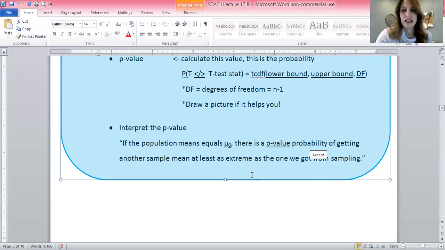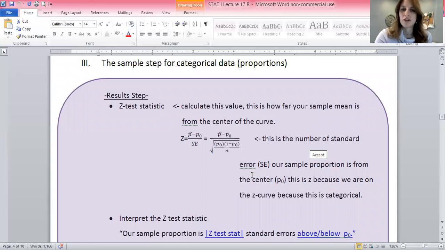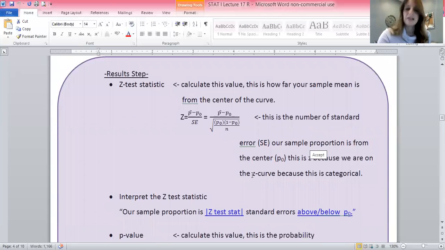So let's take a look at the categorical, so proportions. Remember, we're on the Z curve here, so we're looking at the Z test statistic. I'm going to calculate this. Same calculation as the T, except now I'm using my proportions, right? So I'll use P hat. P naught still represents my null. My standard error is in the denominator, and my standard error calculation is different. Here it is. I'm using P naught in that calculation, the number from my null. That's how I check my normality, because that's the curve I'm on. Again, this represents the number of standard errors that our sample is from the center of the curve.